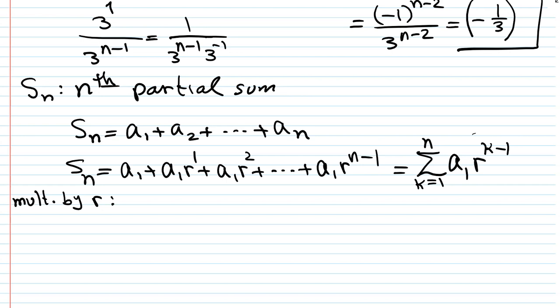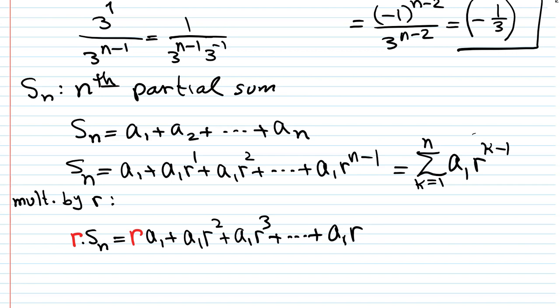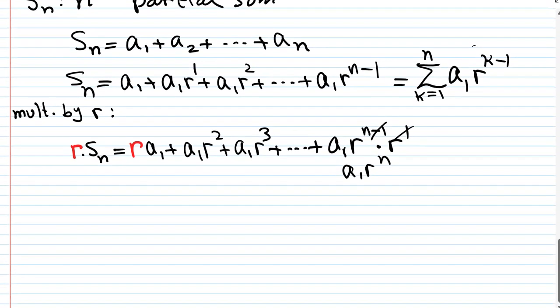So when I multiply by r, I get r times S sub n equals. Now, every one of these terms gets multiplied by r, correct? Therefore, the first term is going to be r times a sub 1, so a1 r. The next one is going to be a1 r squared. Next one, a1 r cubed, all the way up to the last one, a sub 1 r to the n minus 1 times r, and that's going to be just a1 r to the n. Correct? And then let's subtract.